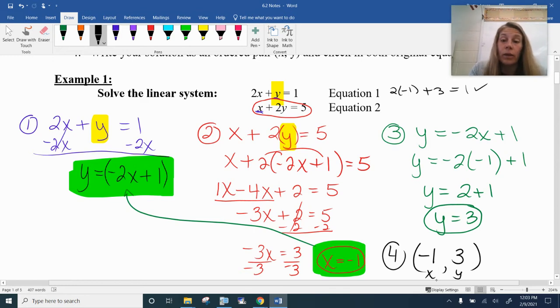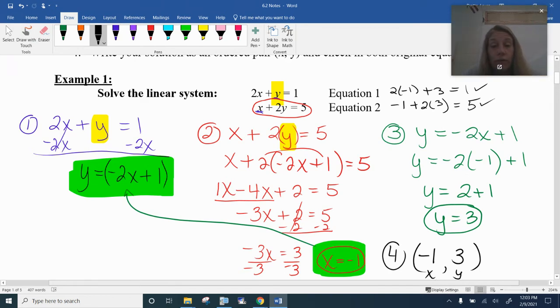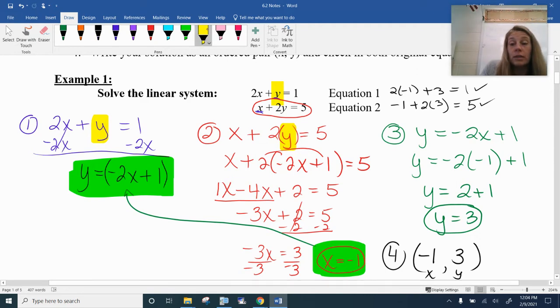And then if I plug it into the second equation, I would have -1 plus 2 times 3, -1 plus 6, which does equal 5. So that just confirms that this is the correct answer. Our solution to this system is the ordered pair -1, 3. Now, if you graphed these two equations like we had done in the previous lesson, these two equations would intersect at the point -1, 3.